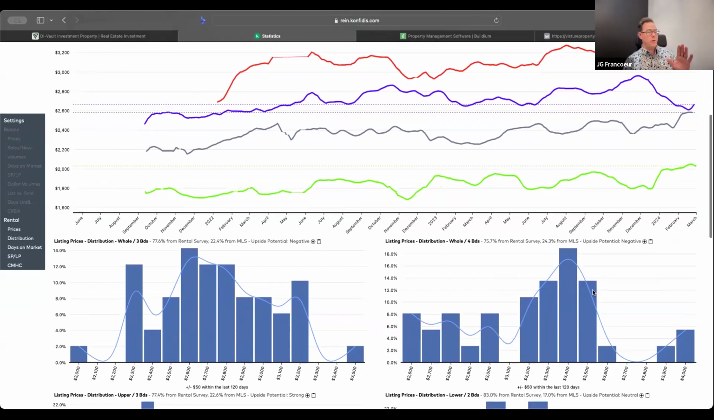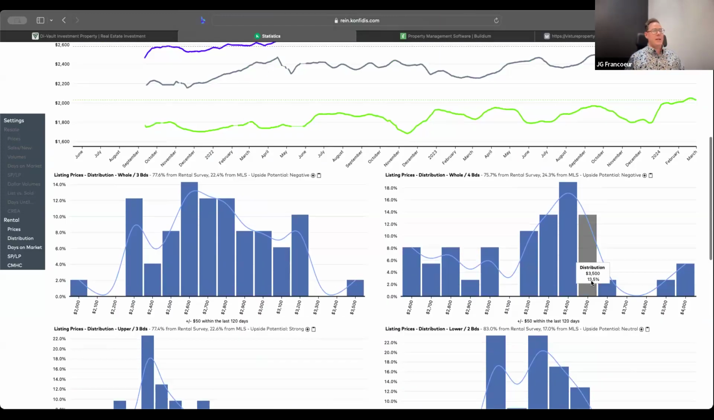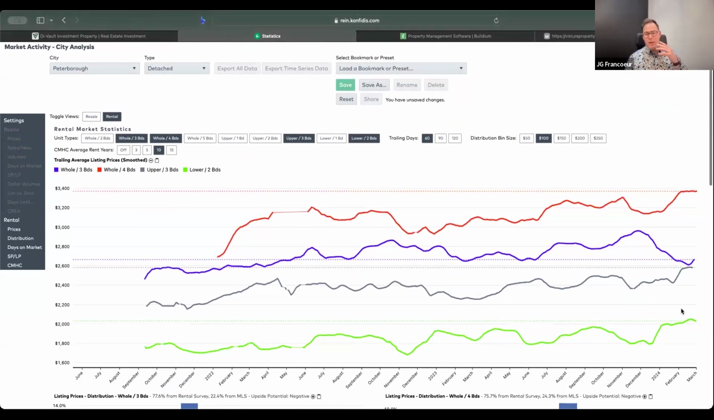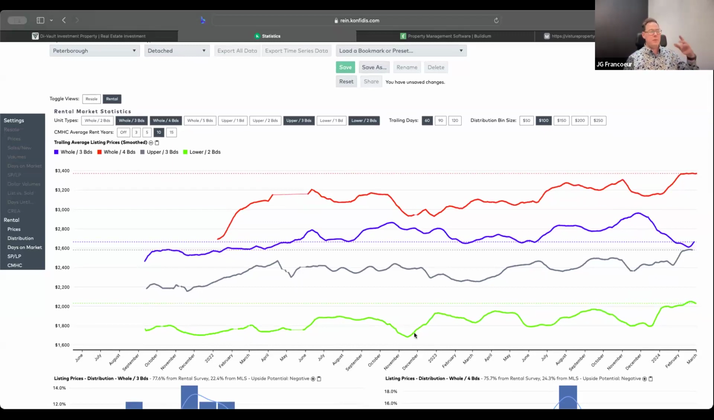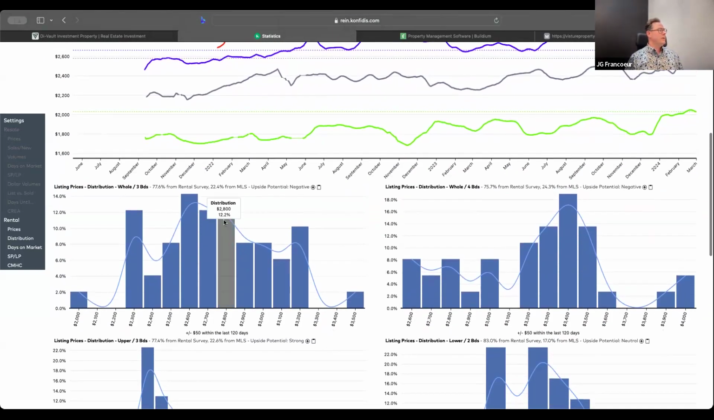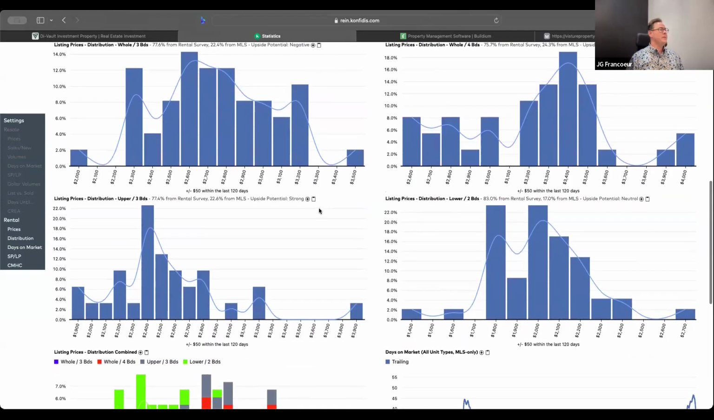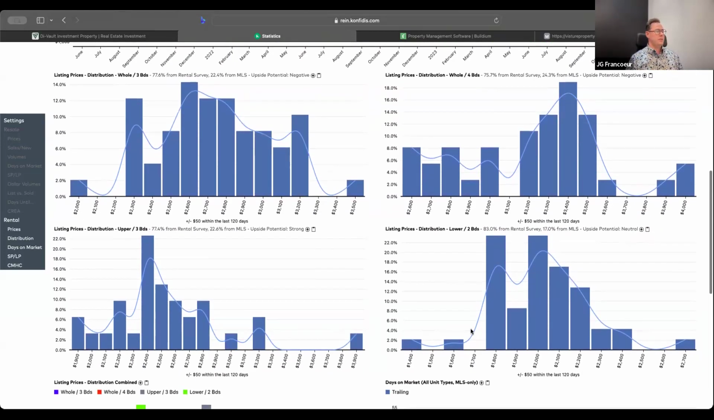So if you're in Peterborough, here's what I want you to understand. These averages say one thing, but they don't tell you the entire picture. And I'm explaining all the charts right now with the Peterborough market. I'm then gonna flash through a couple different markets and show you guys. But look at this chart. I want you to look at these 4 charts here and follow along. This chart here is 3-bedroom homes. This chart here is 4-bedroom homes. This chart here is upper 3 bedrooms, and this chart here is lower 2 bedrooms.